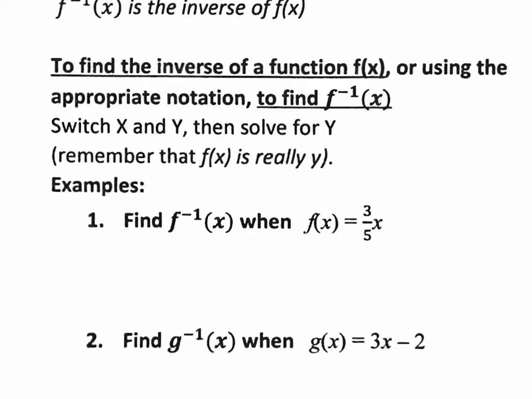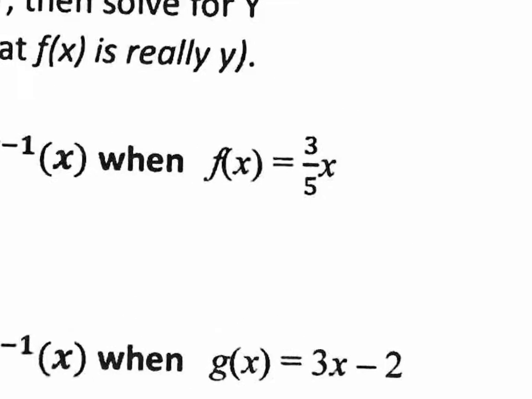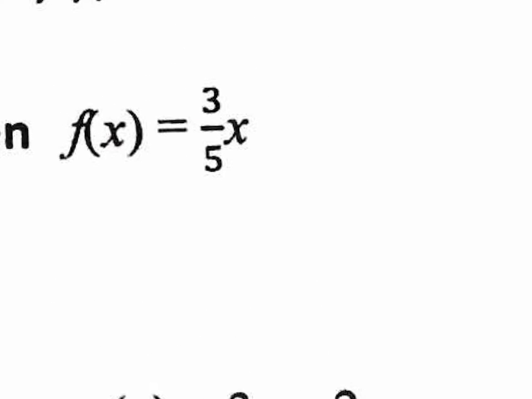So right here's an example. It says find the inverse of f of x. This really means find the inverse of f of x, and here is f of x. Let's find the inverse. Well, we begin by switching x and y. The f of x is y, right? So let's first put a big y right there. Y equals 3/5 x instead of f of x equals 3/5 x.